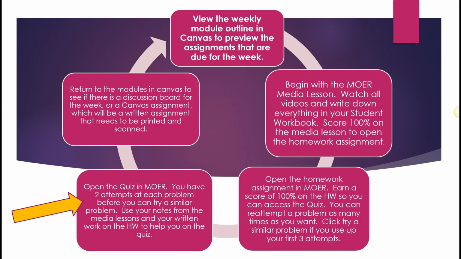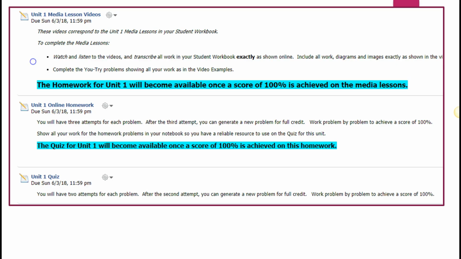After you complete the homework, it's time to take the quiz. You have 2 attempts at each problem before you can try a similar problem. You can use your notes and your written homework on the quiz. The quizzes are a little different though because you don't have the help buttons or the video buttons available like you did in the homework, but you can still retry the problems in order to get 100% on your quiz. You will have 2 attempts for each problem on the quiz. After the second attempt, you can generate a new problem for full credit. So you essentially have the opportunity to get 100% on every quiz.